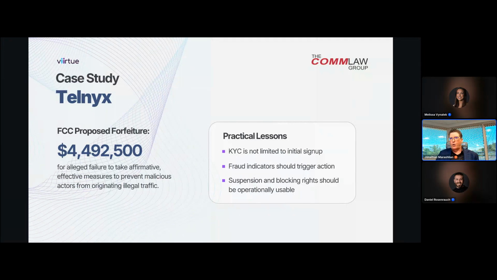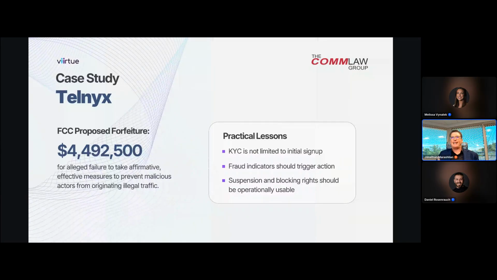The practical lessons are the ones on the slide. First, KYC is not limited to the initial sign-up. A customer can look acceptable at intake and become risky based on their conduct. Second, fraud indicators should trigger action, not just observation. Action. Third, suspension and blocking rights should be operationally usable. This is where paper programs often fail.